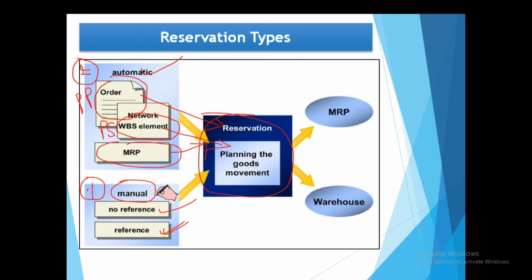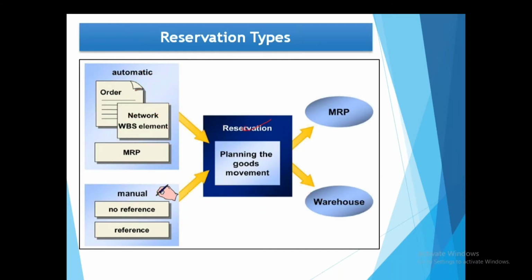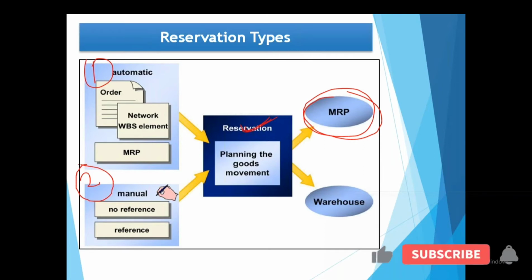So either you can create a reservation manually, or sometimes it will be created automatically based on certain functions executed in other modules. Okay, we will see both of them. Once this reservation gets created, the information will be passed on to the warehouse, and this reservation will also be considered by MRP in the next MRP run to create the necessary procurement elements like planned orders or purchase requisitions. So basically there are two methods, automatic and manual. Okay, so now let's start with the creation of a reservation. First, let's start with manual.